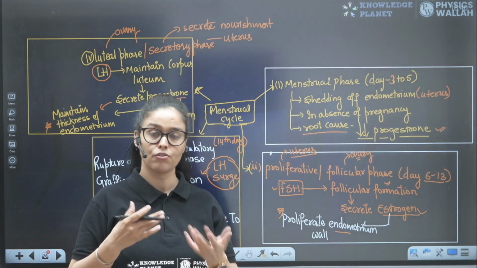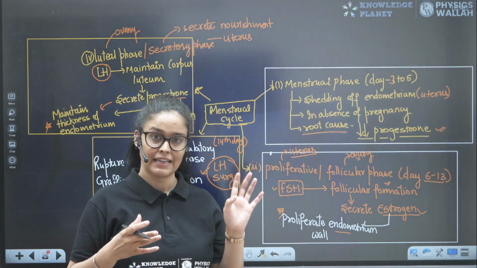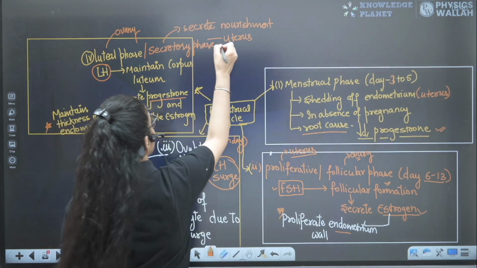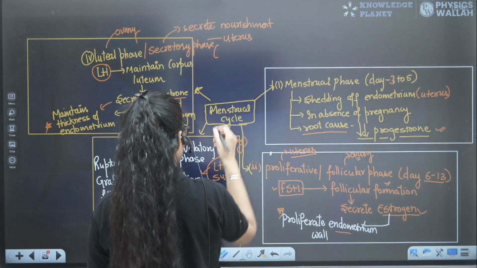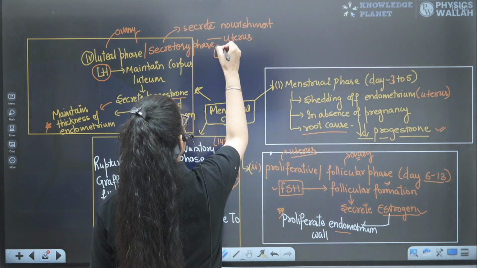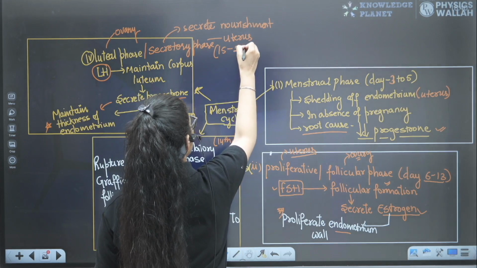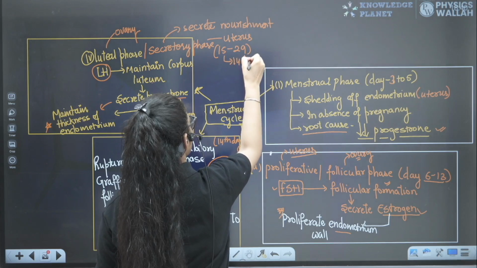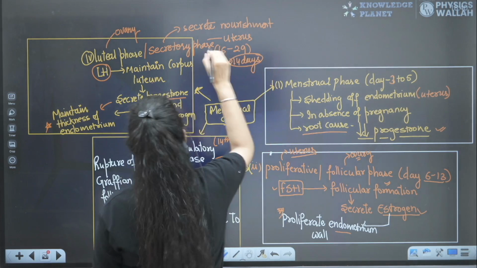If there is no fertilization, it will degenerate, right? So it will degenerate after 13, 14 days. And this luteal phase is basically happening from 15 to 29, whatever days, 28 to 29. So this is for 14 days. Means total 14 days are fixed days for the luteal phase.